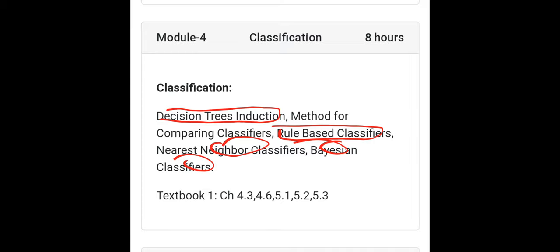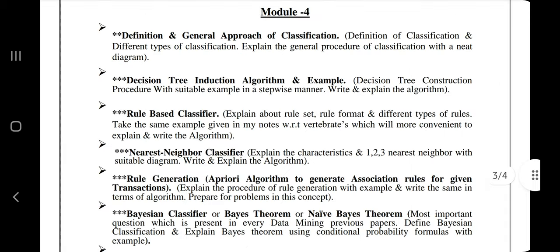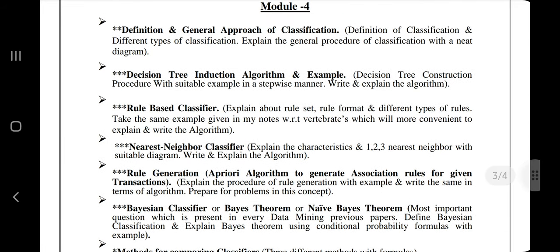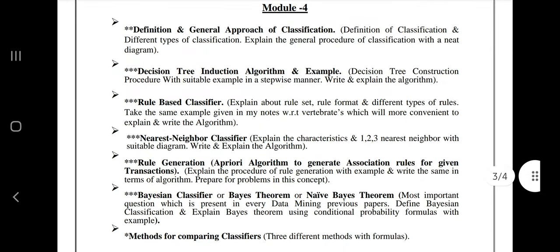I'll show you the previous questions, what are the important things. So these are the questions you need to focus on. If you solve these questions, you'll get awesome marks in the exam, right? Because these are the important questions. Fine. So how do we approach this? What is the general approach to classification? What is the definition? What are the terms in it? That you need to know very thoroughly.